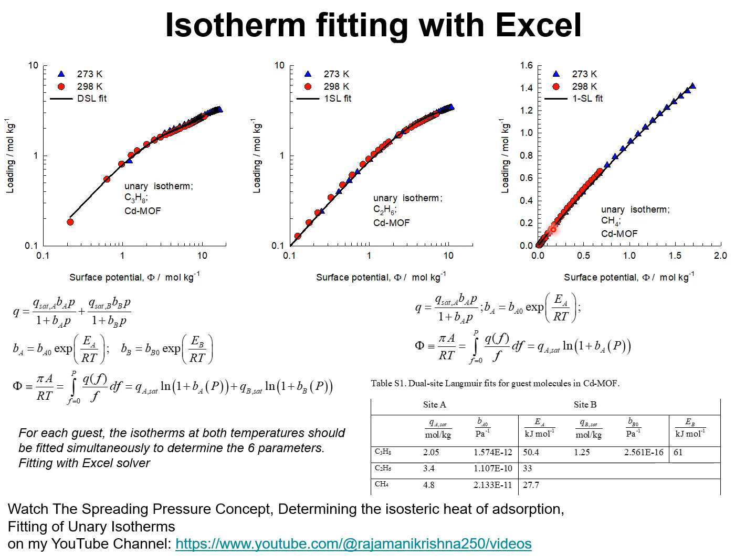This is advantageous when fitting the isotherms, because the unary isotherm data at the lower temperature tends to approach the saturation capacity more closely than the unary isotherm data at the higher temperature. Indeed, for methane, the two sets of data are fitted with a value of the saturation capacity of 4.8 moles per kilogram. For ethane, the saturation capacity in the fit is 3.4.